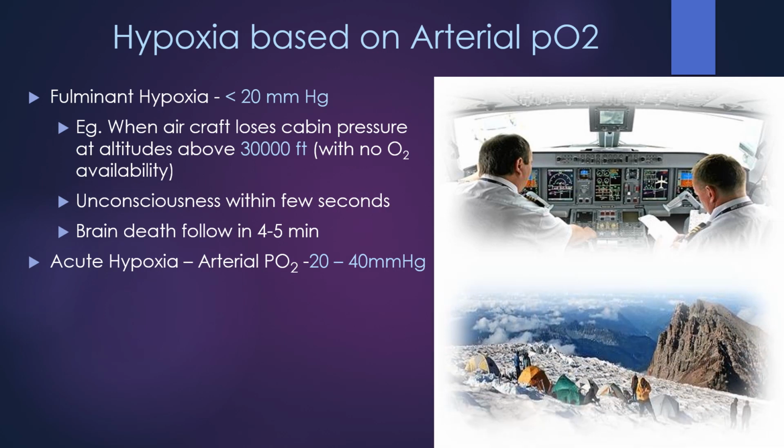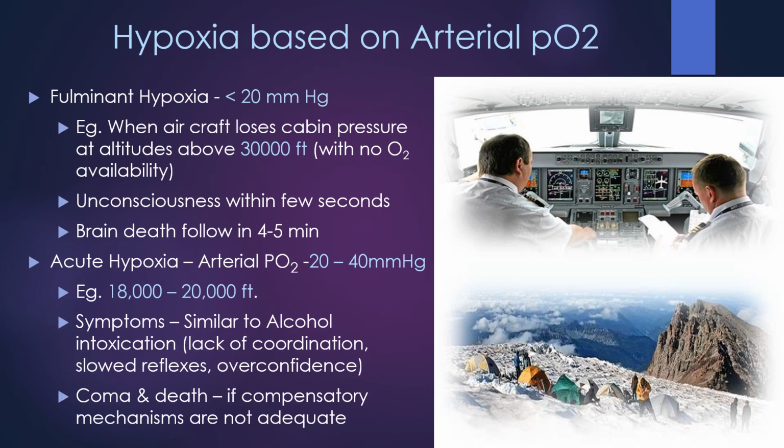The second one is acute hypoxia, when the arterial oxygen pressure is between 20 to 40 millimeters of mercury. This happens above sea level, when the altitude is around 18,000 to 20,000 feet. Symptoms can be similar to alcoholic intoxication, like lack of coordination, slurred speech, slowed reflexes, and poor confidence. Slowly they start losing consciousness. If no compensatory mechanisms are availed, then they can go into coma and finally death.